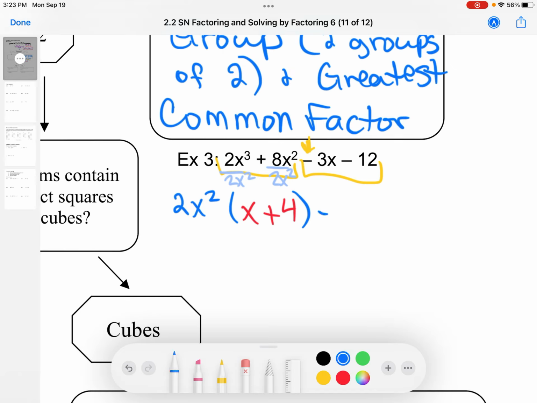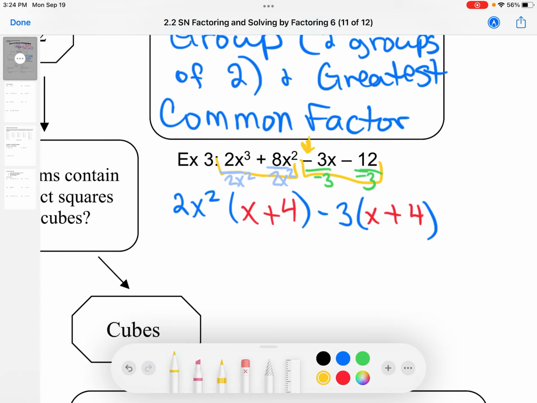Then look at negative 3x minus 12. That greatest common factor is 3. There's not going to be a variable because there's not a variable on the 12. So divide negative 3x minus 12 both by negative 3. Watch those negatives. And we end up with negative 3x divided by negative 3 is simply x. Negative 12 divided by negative 3 is positive 4.